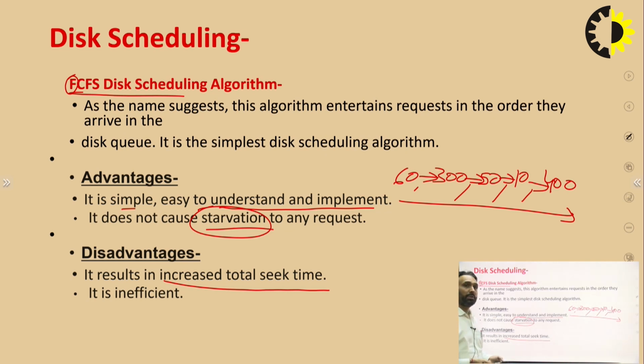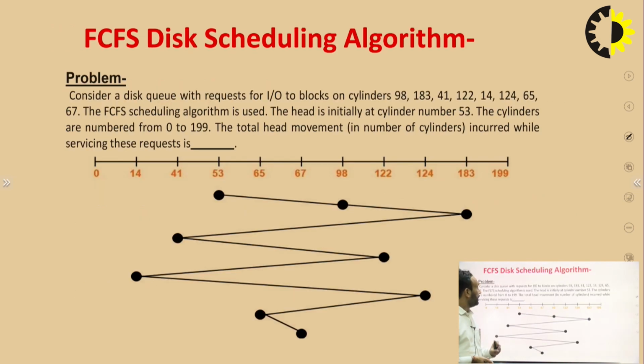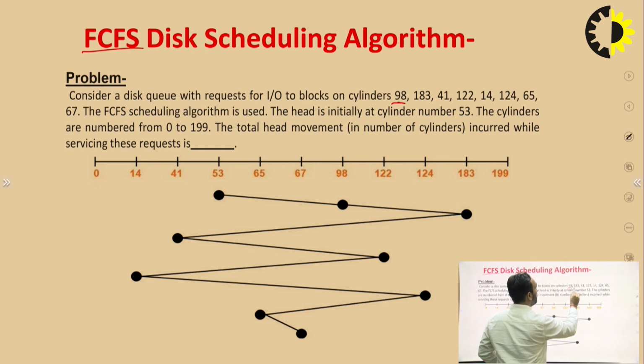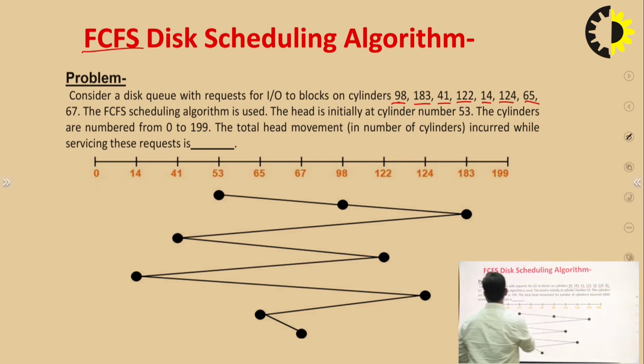Now take an example to understand in detail how FCFS will work. Here is an example in which the cylinder locations are 98, 183, 41, 122, 14, 124, 65 and 67. It is to be done with the help of FCFS. So how will it execute, or how will it drive?